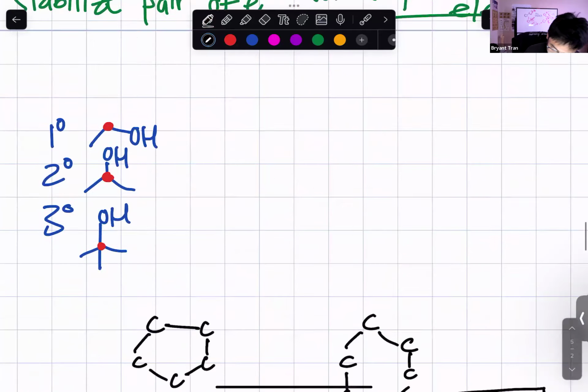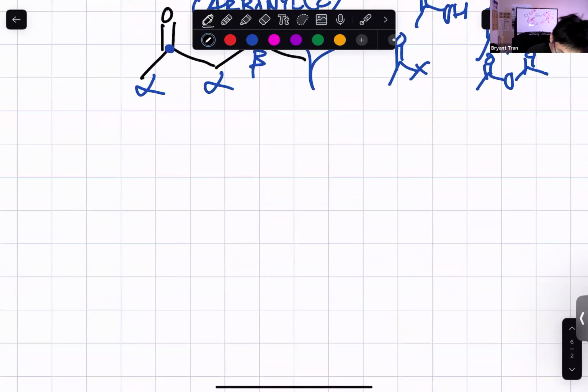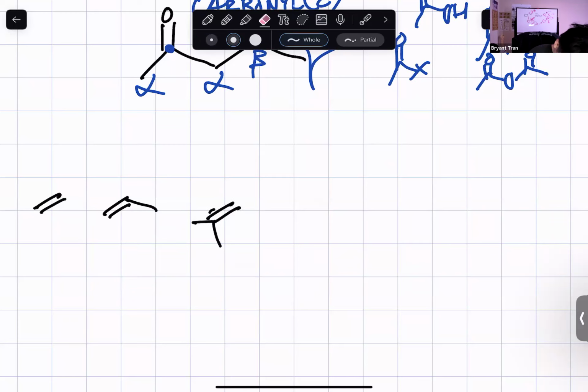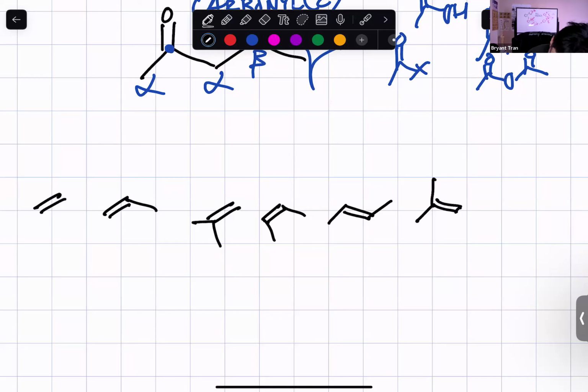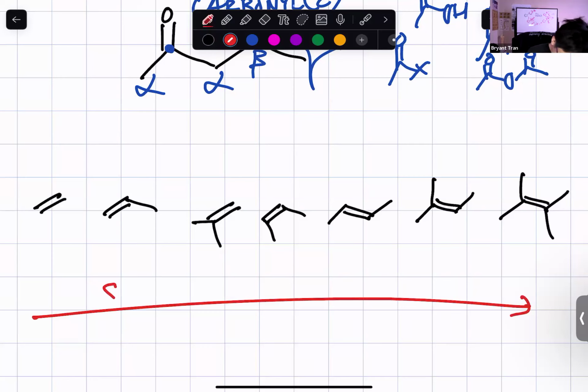Before we move on to the next part, let's go over alkene stability. So let's say we have this alkene, that alkene, this alkene, this alkene, this alkene, this alkene, and then this alkene right here. Stability is going to increase from left to right.